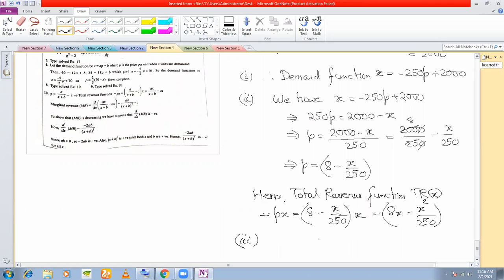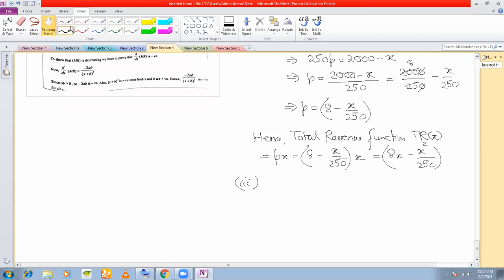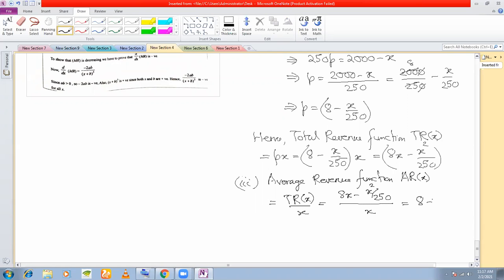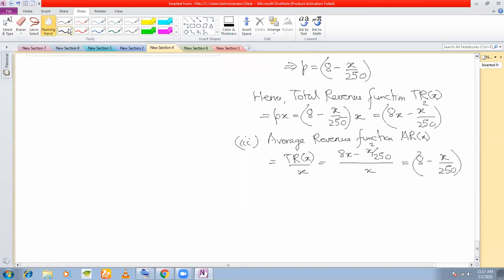Third question is average revenue function. Tell me average revenue function. Average revenue is the total revenue divided by output. Total revenue is 8X minus X square by 250, divided by X. So it should give you 8 minus X by 250, right? I can write this directly, no problem here. Yes, sir.